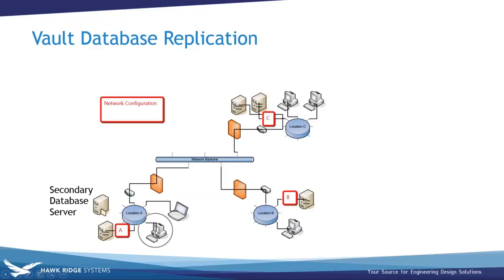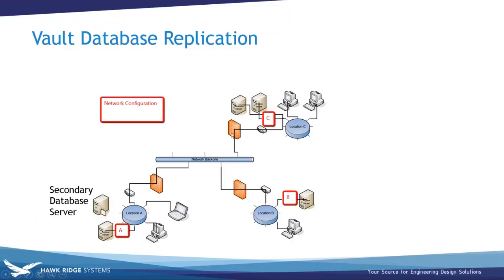And that means that the local clients are accessing that database server for read-only operations. So if they need to browse the vault, look at data cards, run searches, all of that will be going to the secondary database for that information. And then when a user checks in a file or makes a change to a data card, that information will go to the database server.